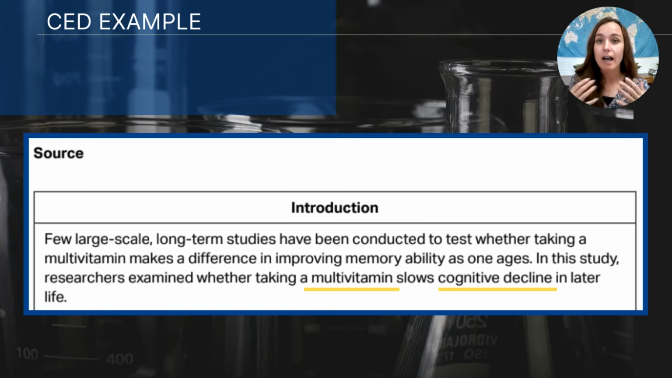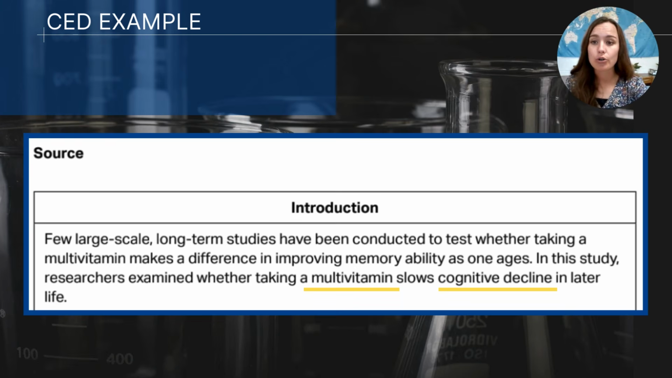So, first, I noticed a few things, and I'll talk you through my thought processes as I was reading that. I noticed that the introduction already shared the variables that this study is looking at, and I will underline them here. One of the variables is multivitamins, and the other variable is cognitive decline. And researchers are examining whether multivitamins are slowing cognitive decline later in life.